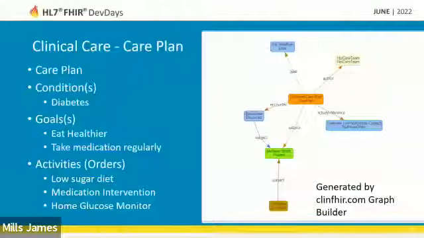And my care plan had an author, which was a care team in this particular case, and it had a goal, and it had an encounter resource that was in the context of this care plan, and it was for a particular patient, and the condition we're treating was diabetes, and then there were activities ordered. So there was an activity of a nutritional consult.